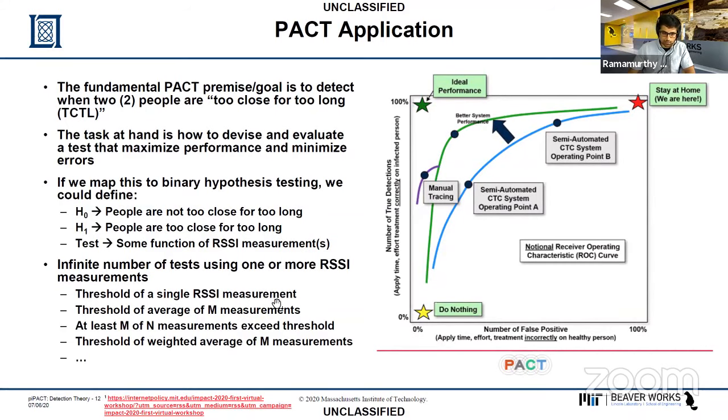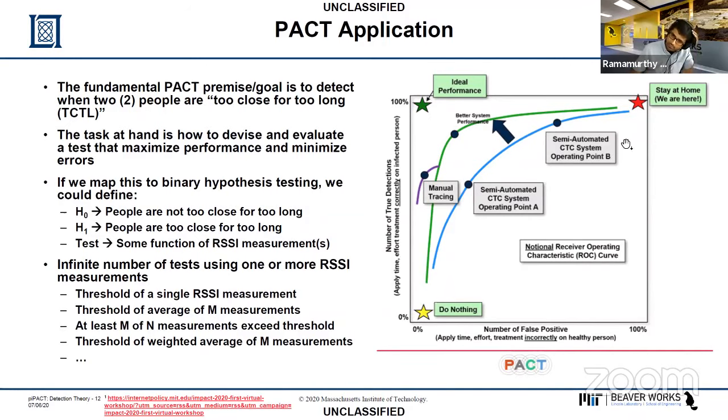You can threshold on a single RSSI measurement. You can threshold an average of a number of measurements. You can say I want to collect n measurements, and if at least m of them exceed a threshold, I'll declare a positive, or an H1. You could threshold a weighted average of n measurements. You could use another sensor that says measurement 1 was a good measurement because the two devices are facing each other, therefore I don't have artificial loss. Or some other values.